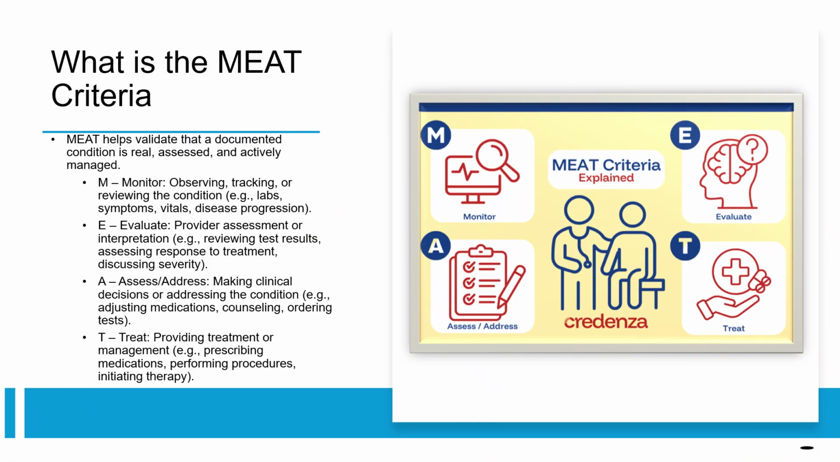What are the MEAT criteria? MEAT helps validate that a documented condition is real, assessed, and actively managed. M, Monitor: observing, tracking, or reviewing the condition, for example labs, symptoms, vitals, disease progression. E, Evaluate: provider assessment or interpretation, for example reviewing test results, assessing response to treatment, discussing severity.